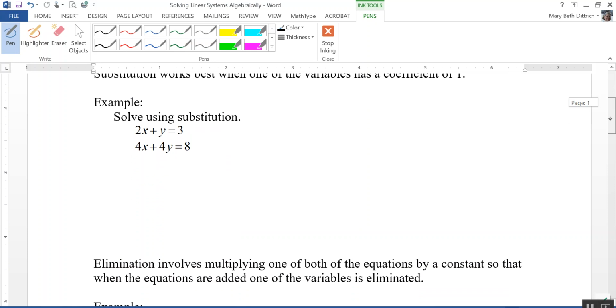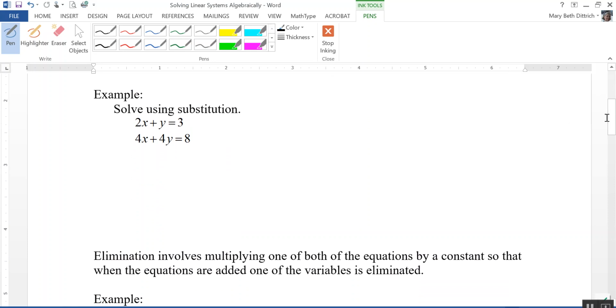This says solve this system using substitution. And I have the system of equations 2x plus y equals 3 and 4x plus 4y equals 8. Notice that the coefficient of y in the first equation is 1. So I'm going to go ahead and solve that equation for y by subtracting 2x on each side, which gives me y equals negative 2x plus 3.